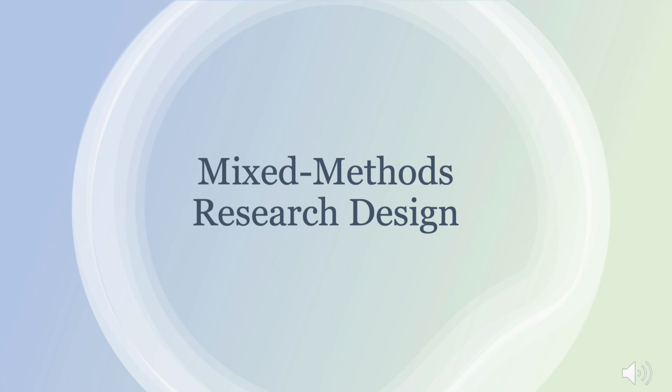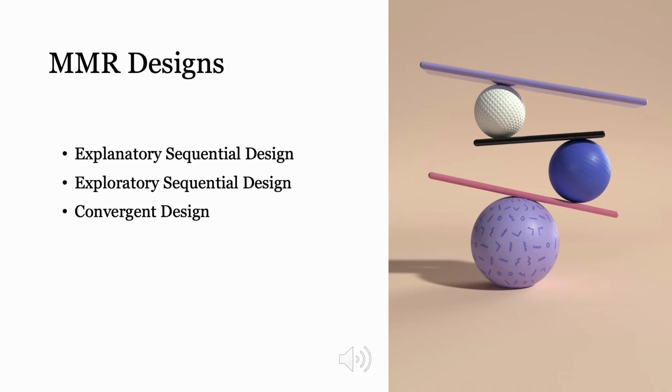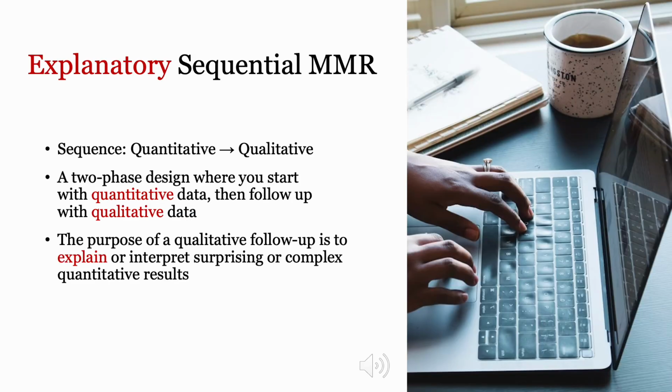Now let's talk about the most common mixed methods research designs. There are 3 core designs in mixed methods research: explanatory sequential, exploratory sequential, and convergent. Each one has a specific sequence and purpose, and choosing the right one depends on your research goals. Explanatory sequential designs begin with quantitative data collection and analysis, such as surveys or institutional records. Then qualitative methods, such as interviews or focus groups, are used to explain or interpret your quantitative results, especially if they are surprising, complex, or unclear.